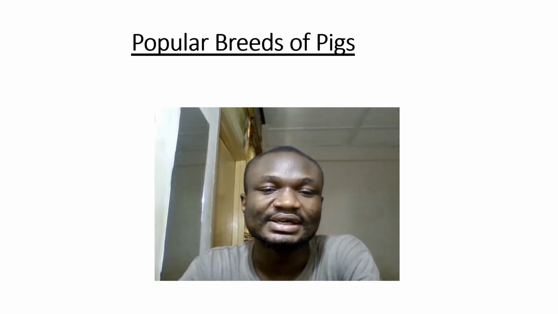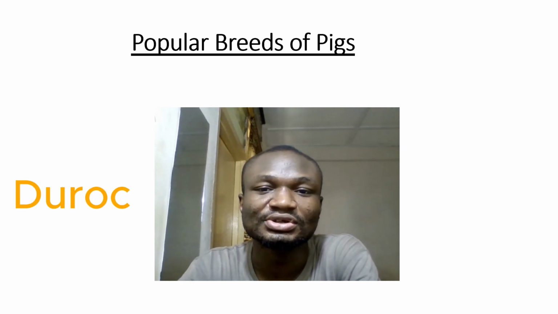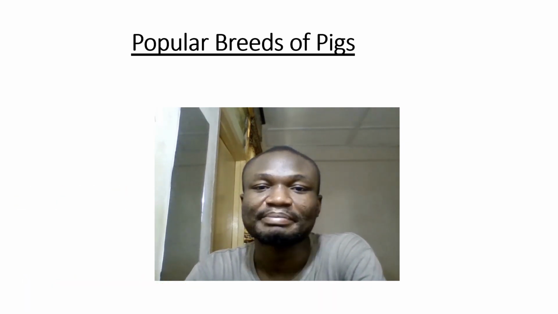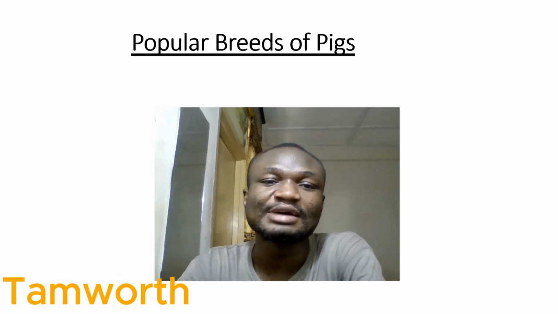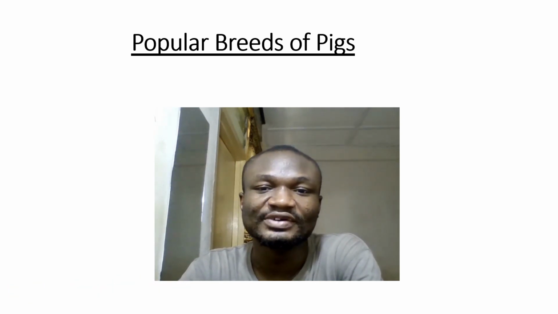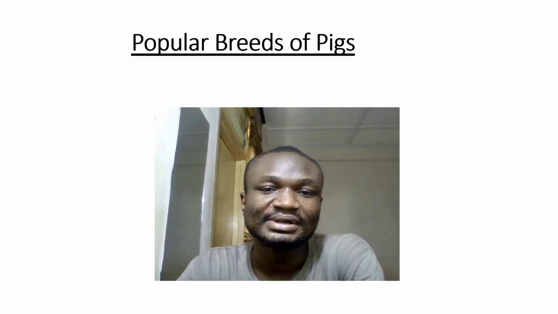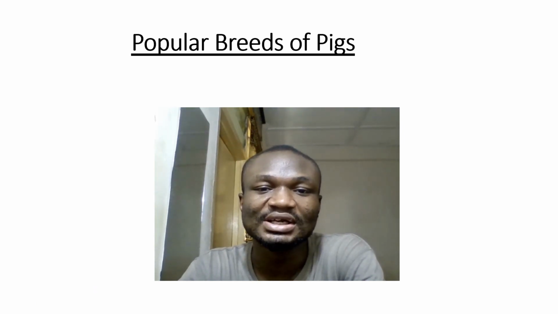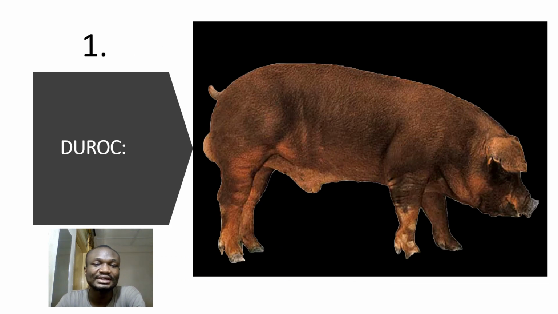So now let's look at the common breeds we have available here. So the most popular ones are the Duroc, the Landrace, the Yorkshire, Berkshire, the Hampshire, Pietrain, and then the Tamworth. The type of breed you choose also depends on you, the farmer, your farming goals, the target markets, and other factors. So now let's look at each of them one after the other. The first one to look at is the Duroc.